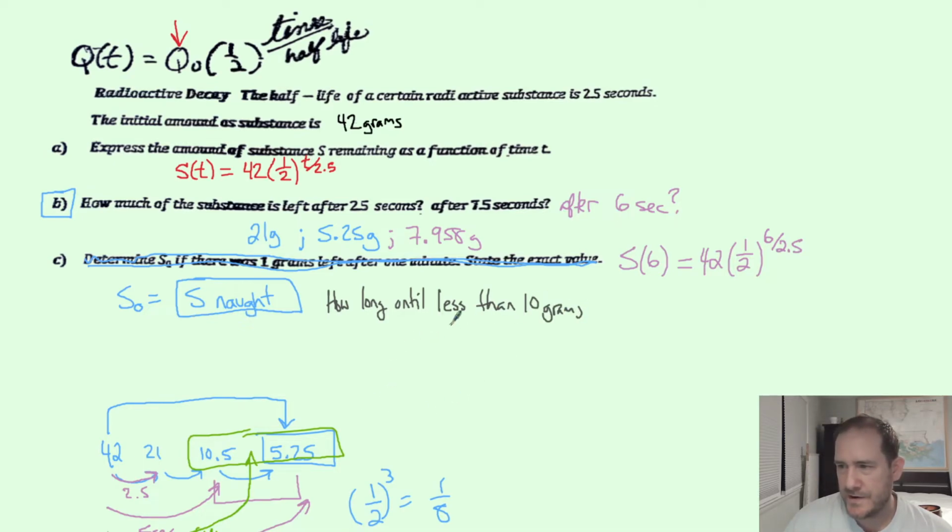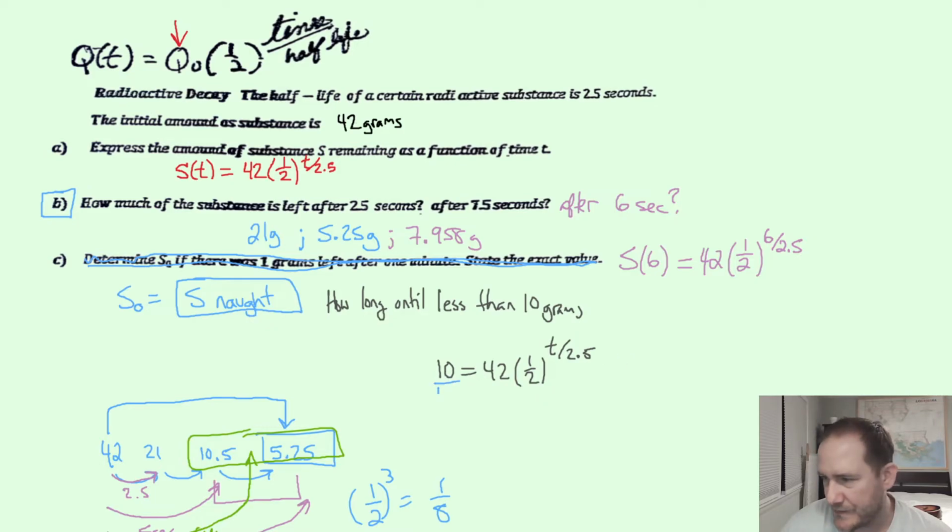And we've talked about this. We would set the whole function equal to 10. So 10 equals 42 times 1/2 to the t divided by 2.5. We had two schools of thought on this. We could let this side be y1, and this side be y2, graph them together and look for the point of intersection. But that's not going to fly on your quiz. So you have to solve this manually.